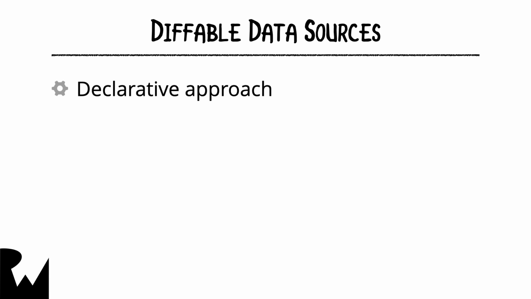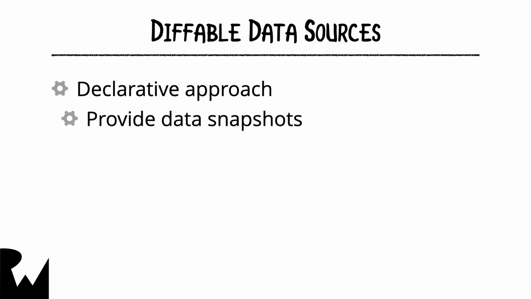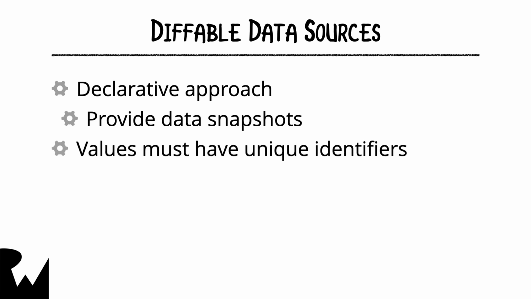Diffable data sources use a declarative approach to dealing with the underlying data. Rather than telling the data source how to move the data around, with a declarative approach, we simply tell the data source what the new state of data is. The data source automatically does the job of figuring out the difference between the old state and the new, and how to apply those changes to our collection views. The only requirement for this to work is that in the dataset you provide to the data source, each value must have a unique identifier.